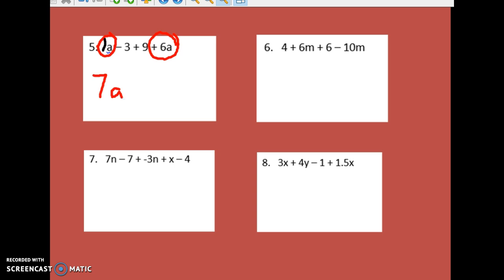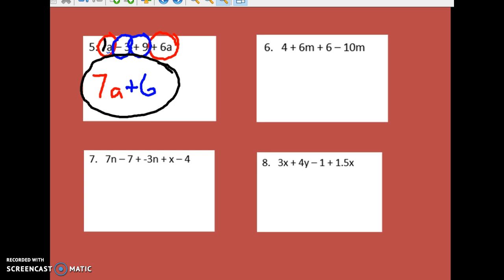Then I go on to my next term, which was minus 3. Minus 3 does not have a variable, so I look for other numbers that don't have a variable, and I do have another one, which is plus 9. So negative 3 plus 9 is positive 6. So then my final answer on this problem, to simplify this, would be 7a plus 6.